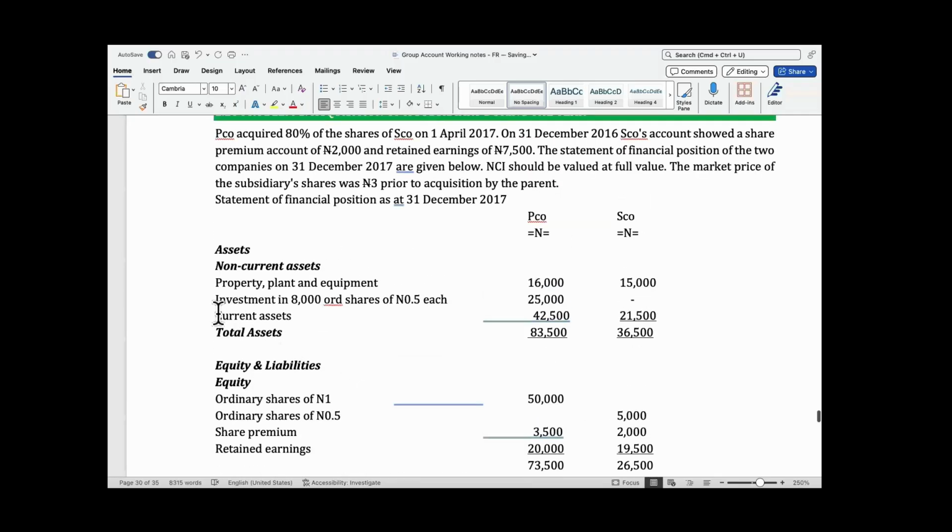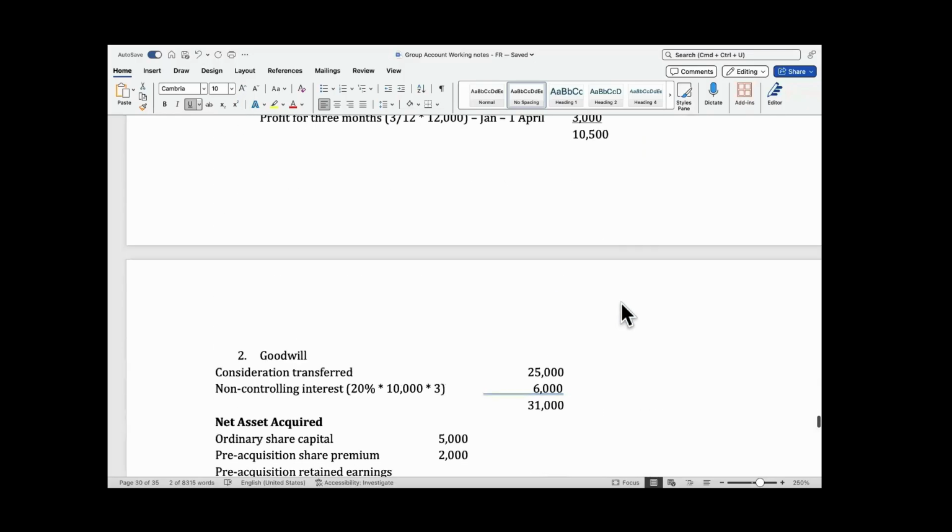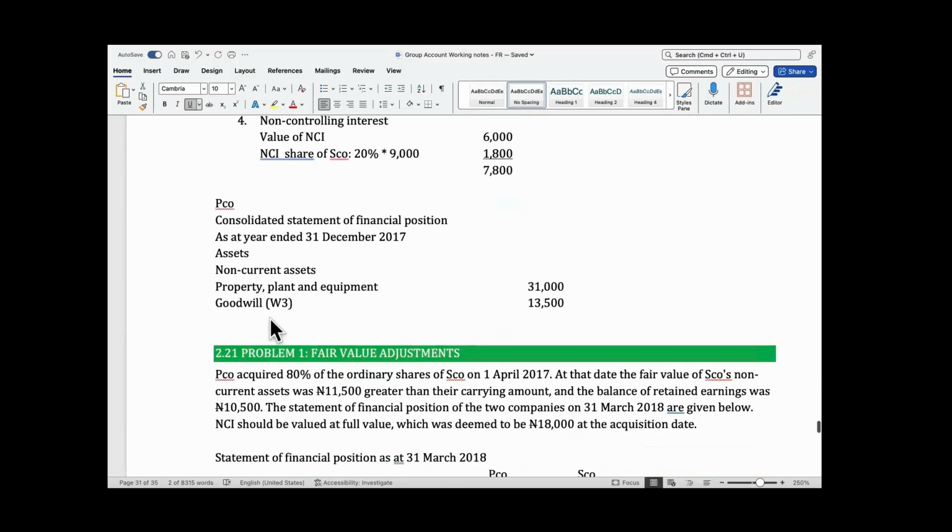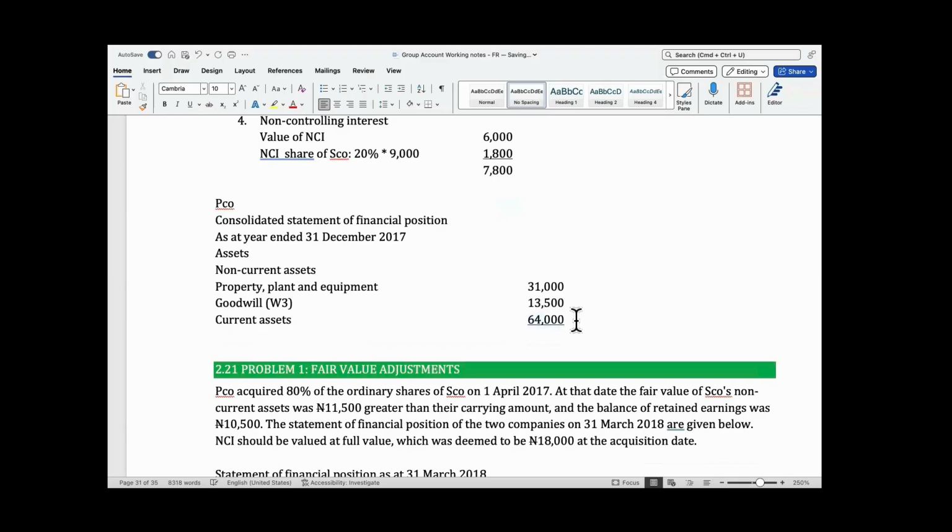Then, can you please add this one for me? Current assets. That's 64,000. $64,000, sir. Okay, what's my total assets? $108,500.